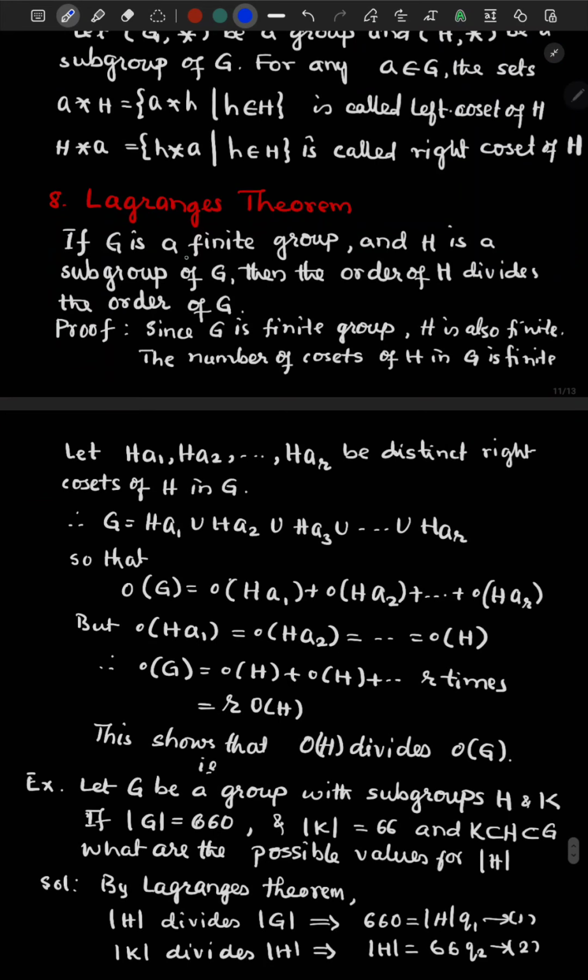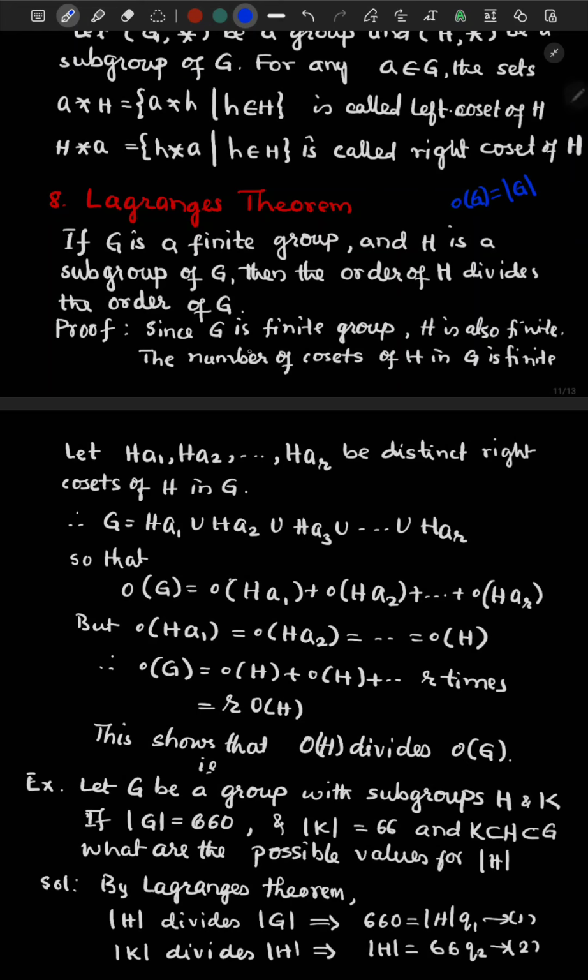Lagrange's theorem. If G is a finite group and H is a subgroup of G, then the order of H divides the order of G. So order of G means the number of elements in G. It is also written as the cardinality of G. Whenever H is a subgroup, then the order of H divides the order of G, where H is a subgroup.